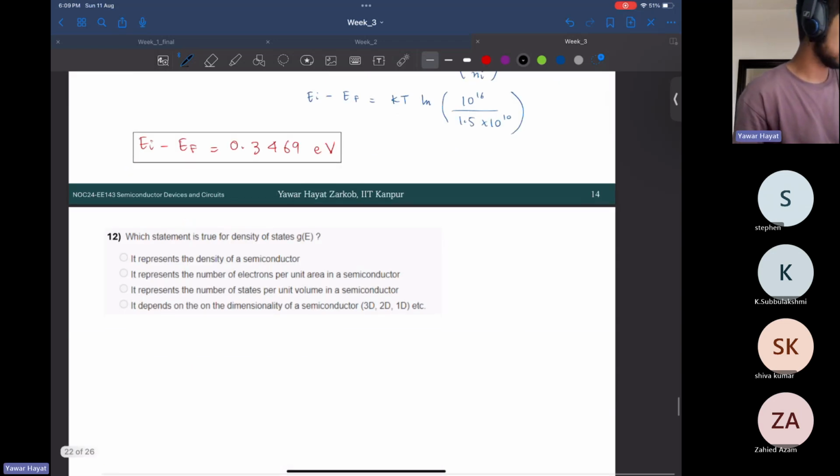So now, again, a short type question. Which of the following statements is true for density of states? See, this one is not numerical, so this is a theoretical one. And since I'm assuming all of you would have already seen the lectures, you should be able to answer this. So which statement is true? Could you please type in chat? Is it A, B, C, or D?